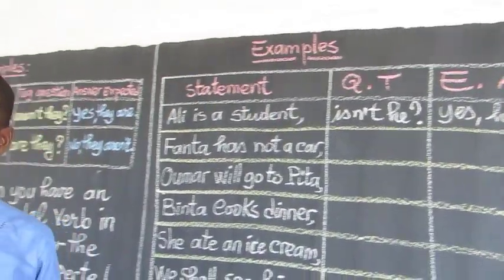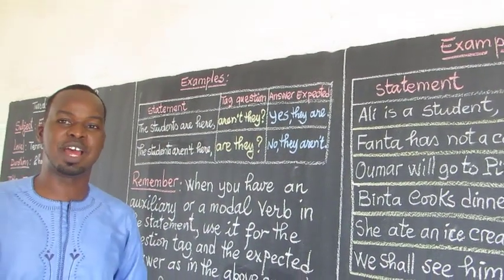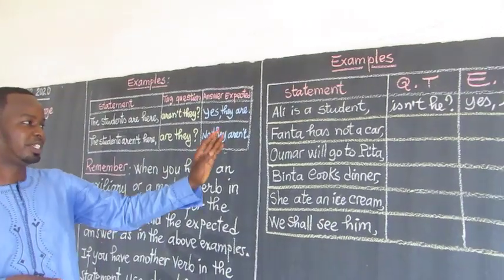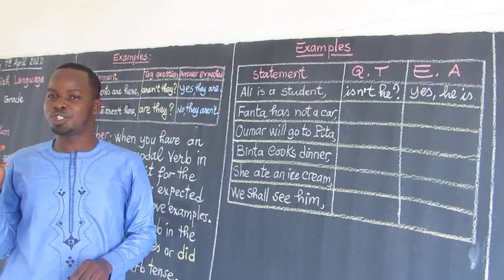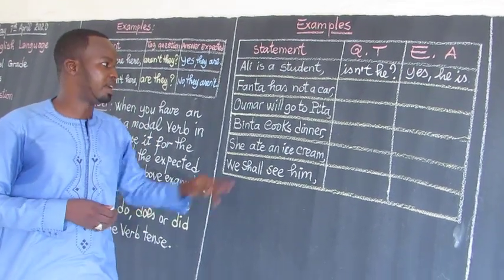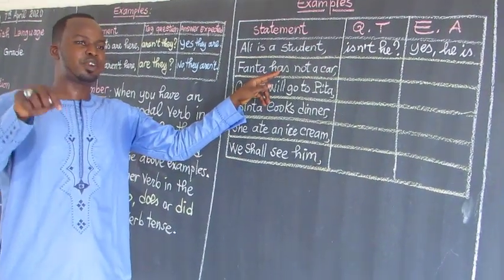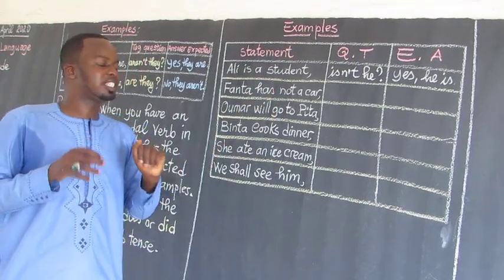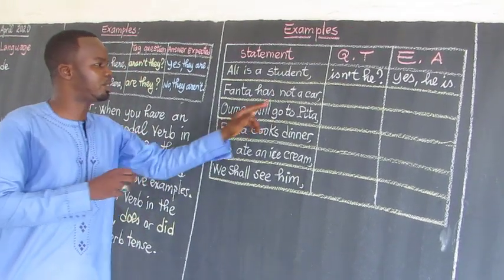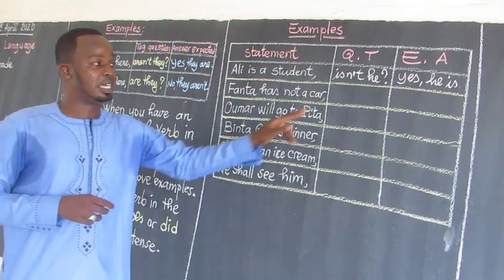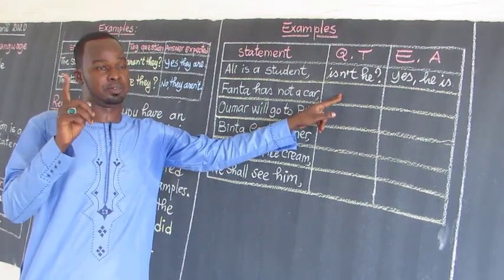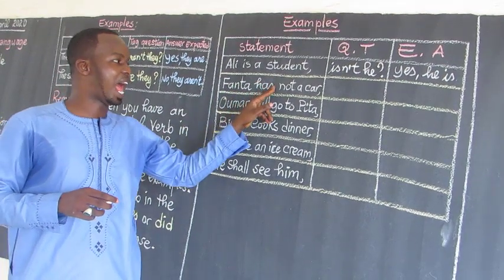Yes, he is. Yes is an affirmative answer. So the second statement, Fanta has not a car. We have also an auxiliary verb, has. But the difference is, this second statement is negative because we have not in the statement. So the question tag has to be positive. Fanta has not a car.